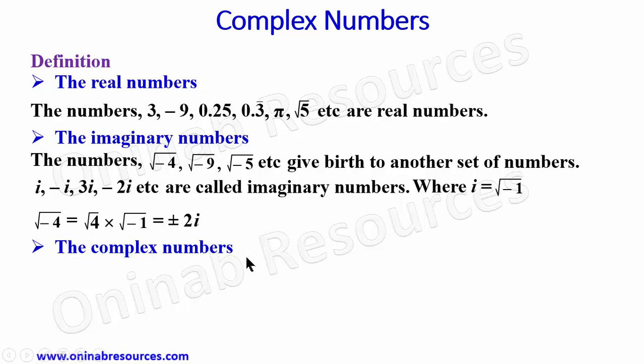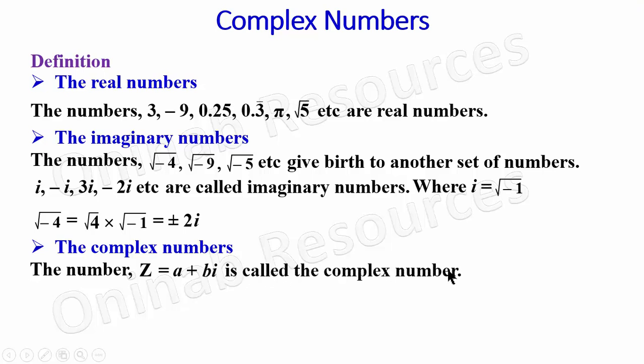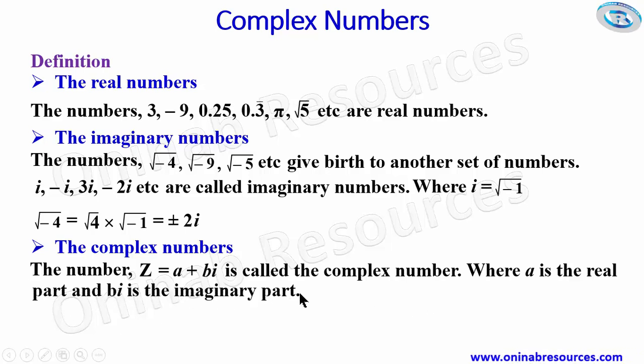Then the complex numbers. The complex numbers are the largest set of numbers because every real number can be written as a complex number. We now look at the definition. The number represented by z equal to a plus bi is called a complex number, where a is the real part and bi is the imaginary part. So you can see the real number plus or minus the imaginary number gives birth to the complex number.